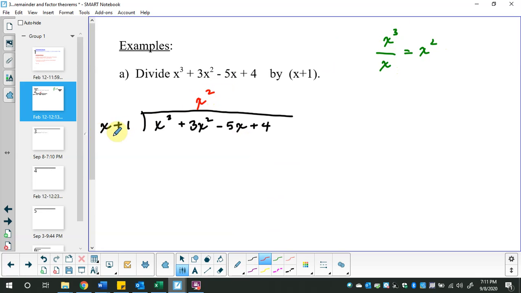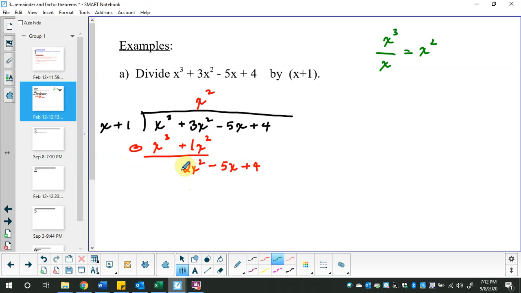And then I multiply that by both of these, setting them in the proper column below. So x squared times x is x cubed. This makes me very happy. And x squared times positive 1 is positive 1x squared. And then we will subtract. And these subtract out, so we have 0 of them, which is kind of the point. And then 3x squared minus 1x squared is 2x squared. Bring down the rest of the stuff. So everything is all columned nicely this time.